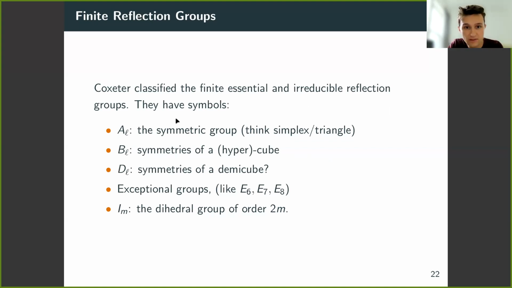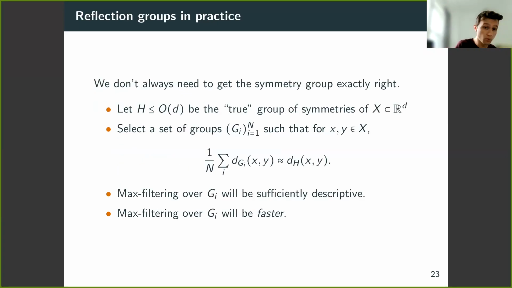We're going to look at a particular example, the first example, which is the symmetric group. I'm going to try to justify to you that we should care about max filtering with these. An important point is that when we're doing max filtering, we don't need to get the group of symmetries perfectly right. If we have a bunch of other groups that approximate the structure of the quotient metric of a particular group, then that extracts enough information, and we might be able to max filter over that group faster. Reflection groups are going to be exactly this. So the idea is we find a set of groups that are as descriptive as the group we're actually looking for, we max filter over those groups, take those numbers out, and use those instead. And hopefully that will be enough signal.